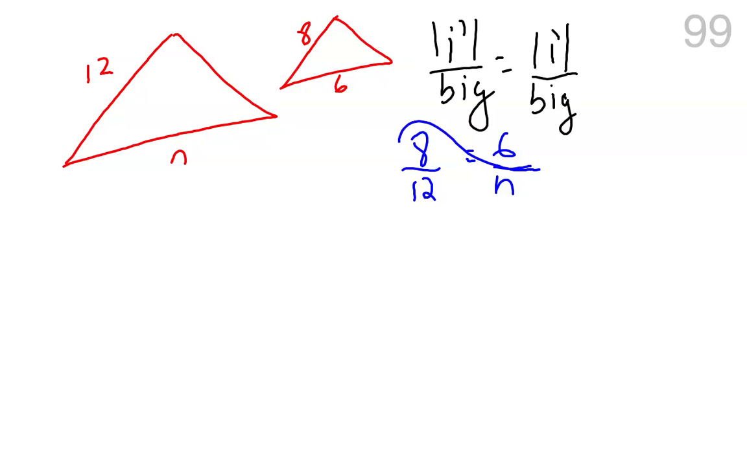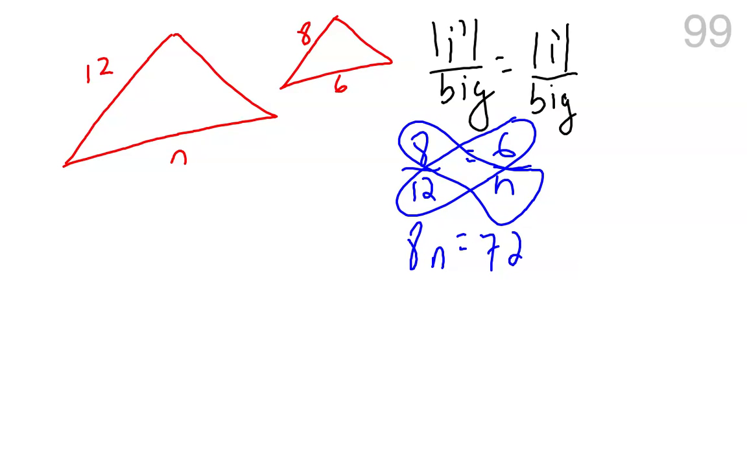Cross multiply. 8 times n is 8n. 6 times 12 is 72. Don't forget, a couple of you did all of this beautiful work and then forgot to divide by 8. 72 divided by 8 is 9. And 9 is the right answer.